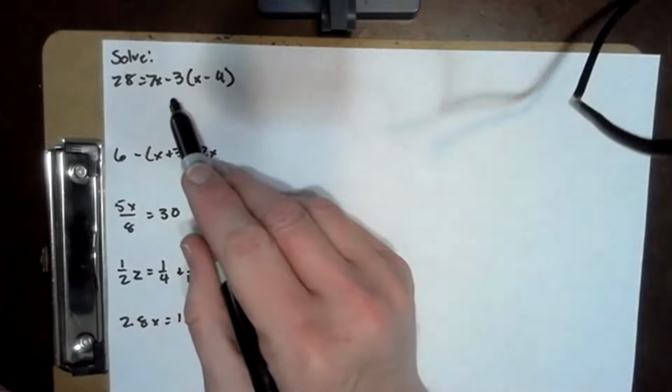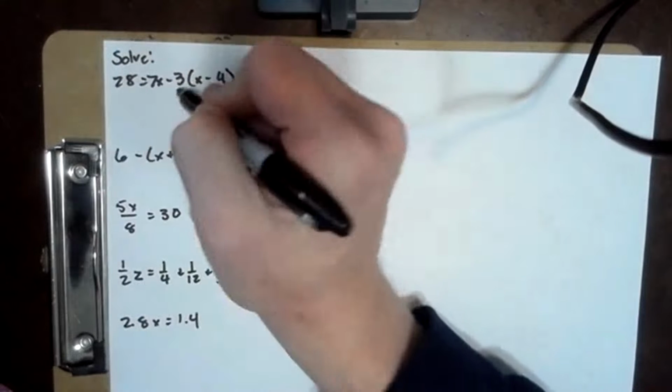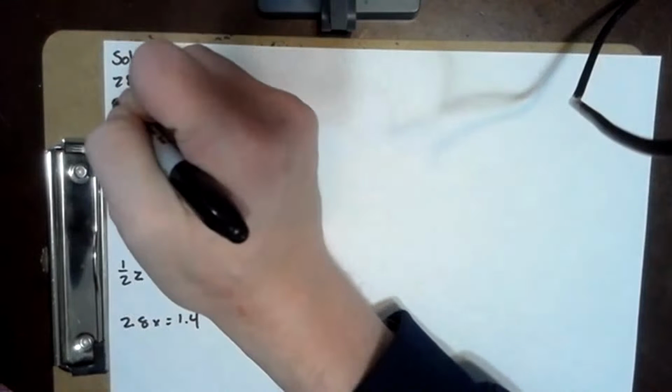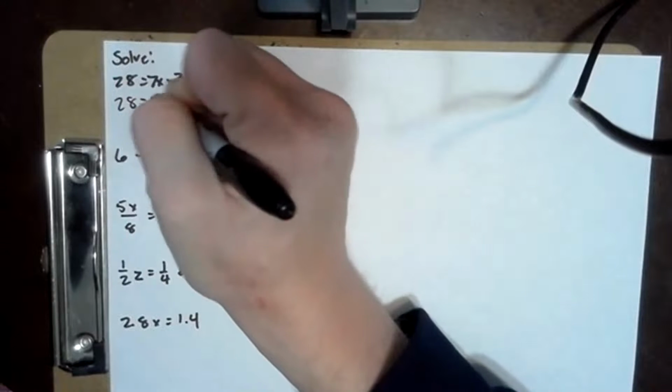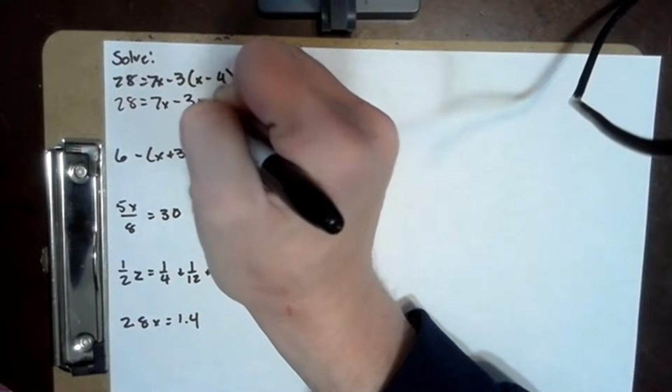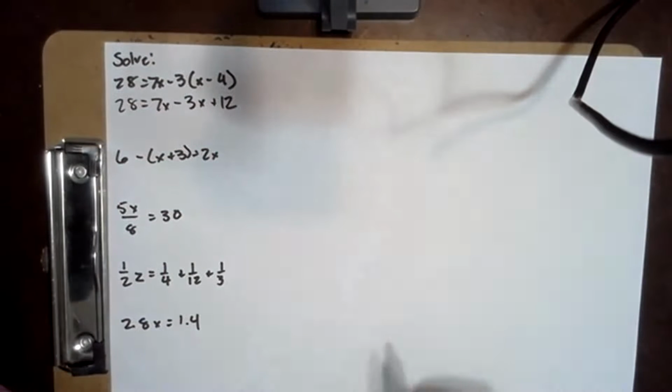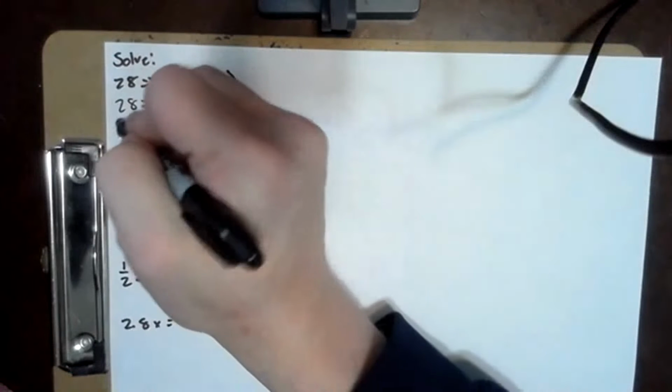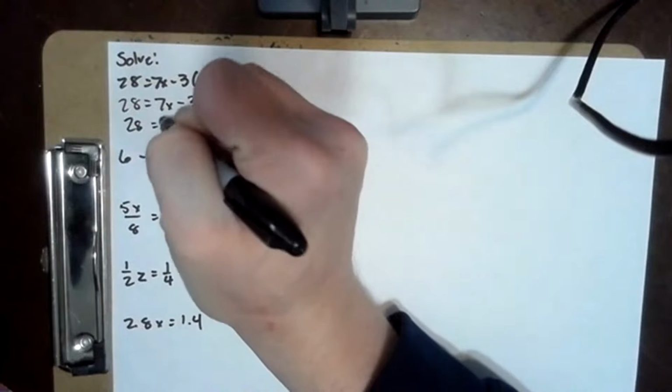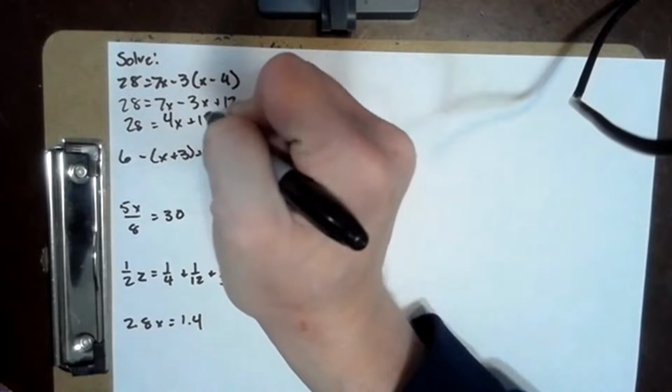28 equals 7x minus 3 times (x minus 4). First thing we do is deal with this multiplication over here. 28 equals 7x minus 3x plus 12. Combine like terms. 28 equals 4x plus 12.